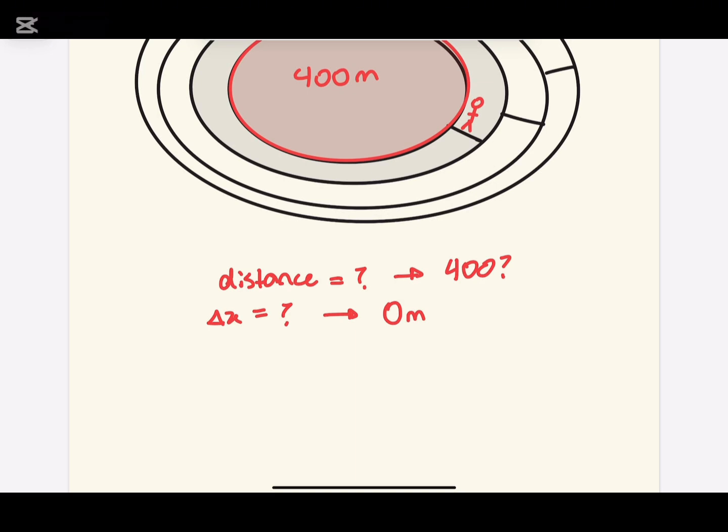Because they finished at the exact same spot they started. The change in their position is 0. So their position final minus their position initial is equal to 0. And so when you are calculating vectors, you must always map out your start and end points before you reach your final answer.